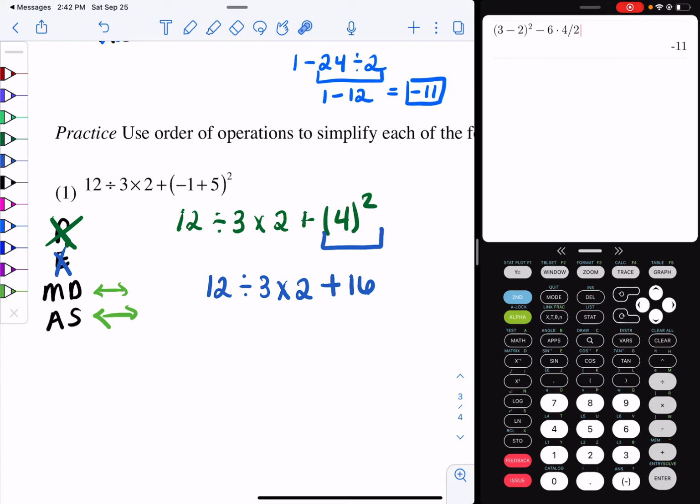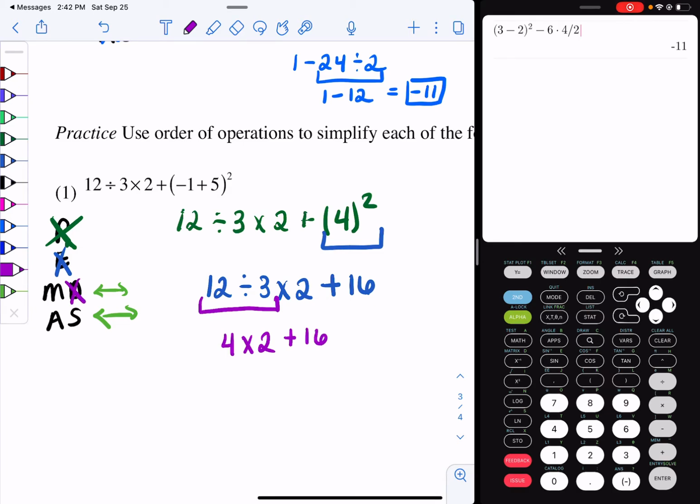Now I'm at the multiplication and division stage, but remember, multiplication and division, it's whatever I see first. So I'm doing 12 divided by 3 times 2 plus 16. The division comes before my multiplication, so I will do my division first. So I'm going to do 12 divided by 3. 12 divided by 3 is 4. So I'm now going to do 4 times 2 plus 16.